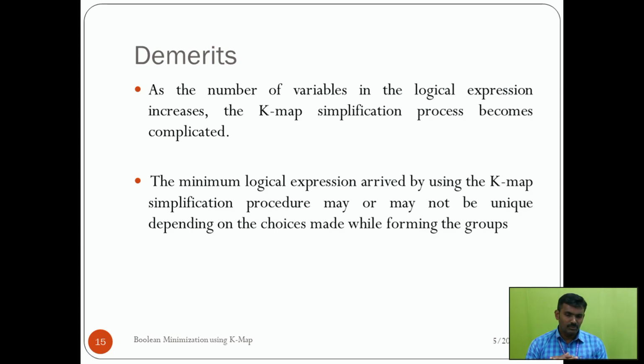Sometimes I use 0 and 1 as one pair, while someone else will use 1 and 2 as a pair, and 0 and 4 as a pair. So it is all because of the user. The user can form a group based on their choices. Therefore, each and everyone may have a different answer for the same problem. That is another problem of the Karnaugh map.